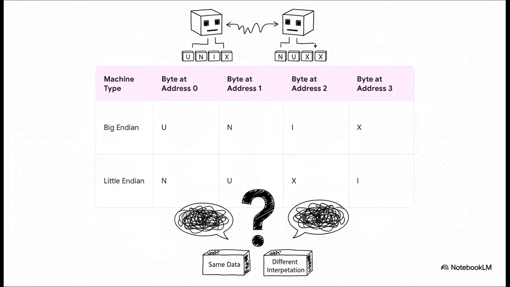Now, this disagreement leads to the really famous Nuxi problem. Let's say a big-endian machine stores the word Unix in memory. It stores U, then N, I, then X. Makes sense. But if a little-endian machine comes along and reads that exact same memory, it sees N, then U, X, then I. It reads Nuxi. The exact same data is interpreted as complete gibberish. And this is a massive problem when different computers need to talk to each other.